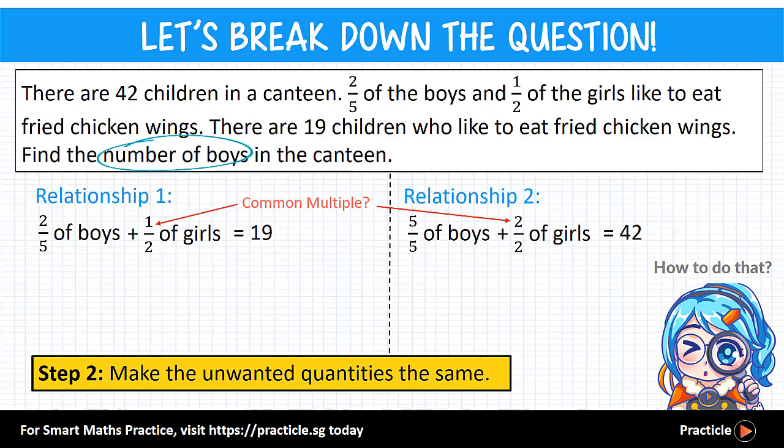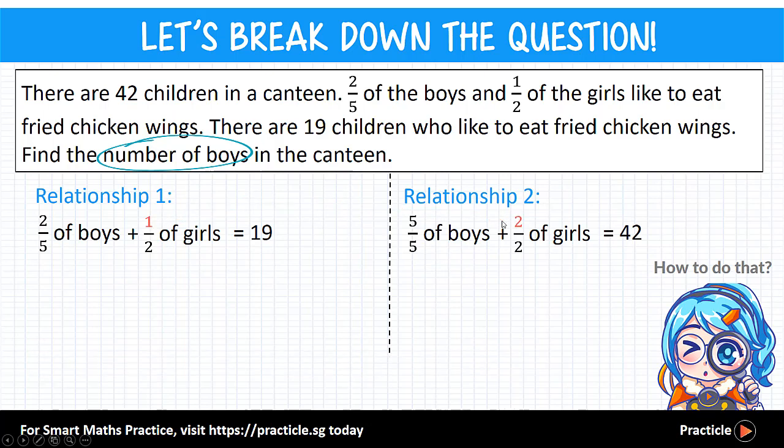So looking at the numbers, what's the common multiple between half and 2 over 2? Since the denominator is the same, let's just look at the numerator. Okay, we know that the common multiple between 1 and 2 must be 2. Okay, that's quite simple. So let's do some magic to this statement so that half of the girls become 2 over 2 of the girls. In order to change half into 2 over 2, we need to multiply it by 2.